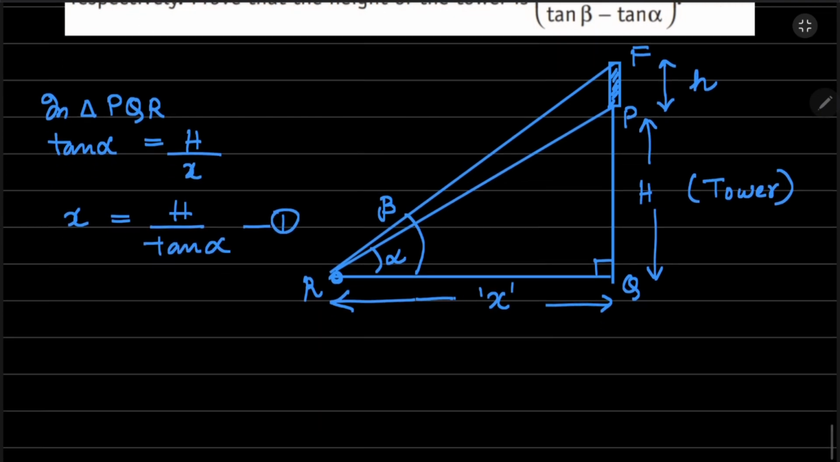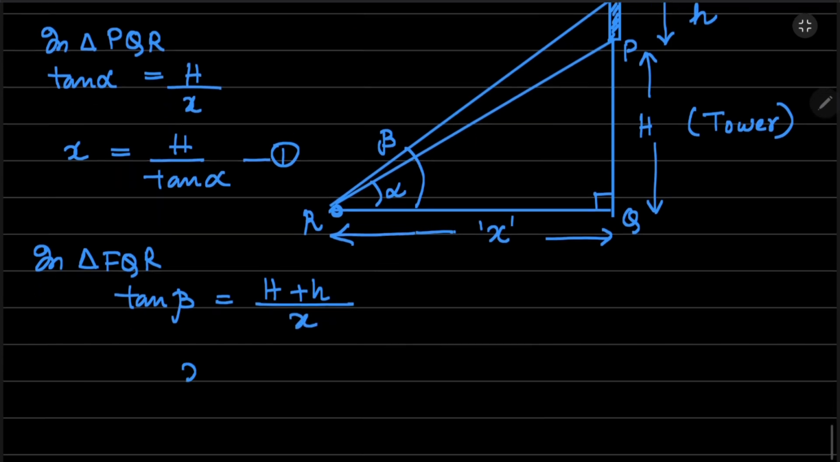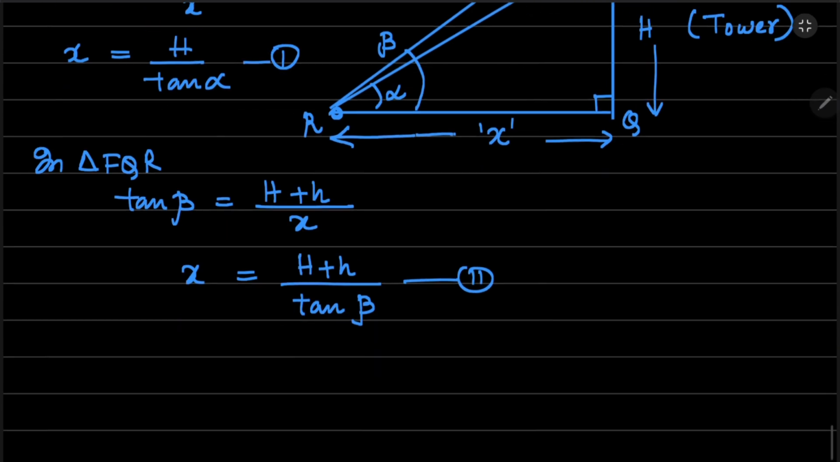Now let's take the bigger triangle. In triangle FQR, what is tan of beta? Tan beta is equal to the total perpendicular divided by x. In the bigger triangle, the total perpendicular is small letter h plus capital H. So tan beta equals (h plus H) divided by x. Again, you can write x in terms of tan beta: x is equal to (h plus H) divided by tan beta. Let this be equation 2.